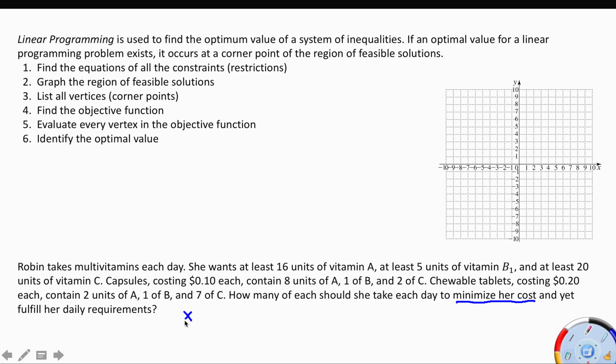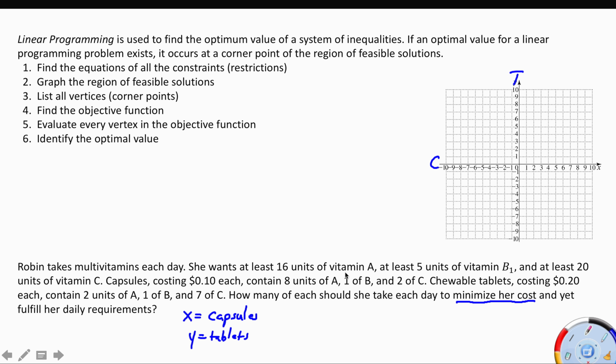So I could do something like, say, let's let X equal capsules, and Y equal tablets. I could do that. Or I could just say, let's use C and T, right? So that's what I'm going to do. All right, so I know that the cost is my optimization function. My constraints, or the restrictions then, are her vitamins. So I need to pull out an equation on her constraints, the restrictions.